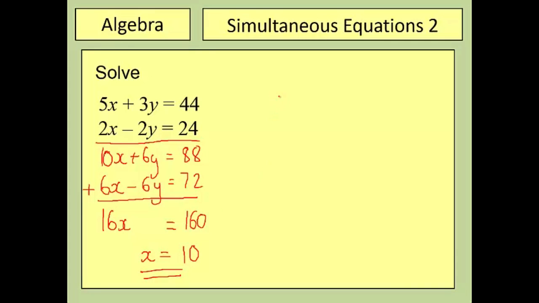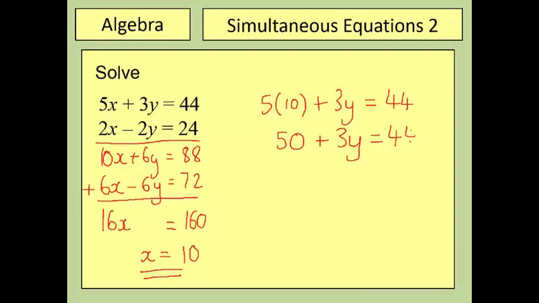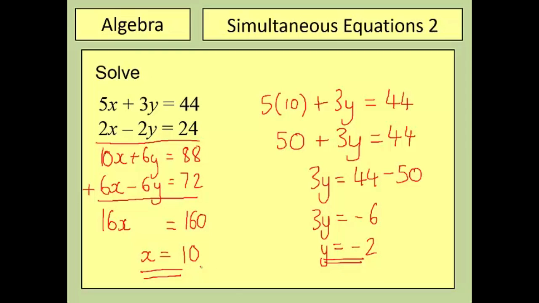So I take my x equals 10 and I'll put it into the first equation, 5 lots of 10 plus 3y equals 44. And then 5 lots of 10, well that's 50, plus 3y equals 44. And then I solve this like I would any equation. 3y equals 44, subtract 50 from both sides, and then 3y equals, well, 44 subtract 50 is negative 6, so y must equal negative 6 divided by 3, which is negative 2. So the solution to this one is x equals 10, y equals negative 2.